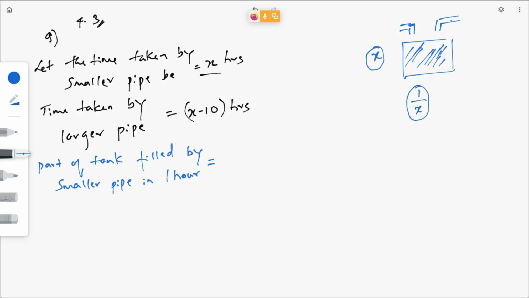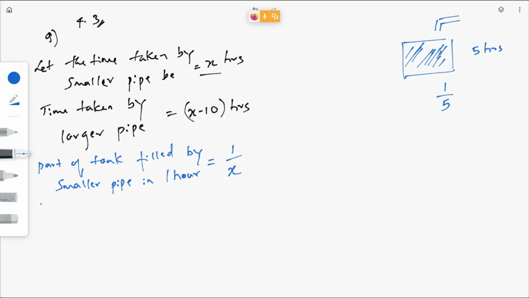Let's assume there is a single pipe here and this pipe fills the tank in 5 hours. Total time taken by this pipe to fill the tank is 5 hours. Part of the tank filled by this pipe in 1 hour is 1 by 5, 1 by total time. Understood? Any questions? So part of the tank filled by the smaller pipe in 1 hour will be 1 by x, where x hours is the total time.